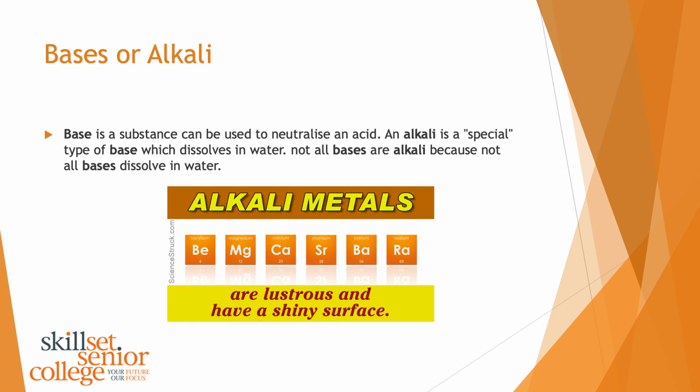A base is a substance which can be used to neutralize an acid. So base and alkali are the same sort of thing. An alkali is a special type of base which dissolves in water. Not all bases are alkali because not all bases dissolve in water, but you'll hear a lot of people use that interchangeably. So when we have an alkali, it dissolves in the water, and that is good for neutralizing acids. Neutralizing acid is bringing the pH up so it's not as acidic anymore. So by adding something that is alkali to something that is acidic, you can raise the pH and make it less acidic. And that's what we're talking about when we're talking about the farming.